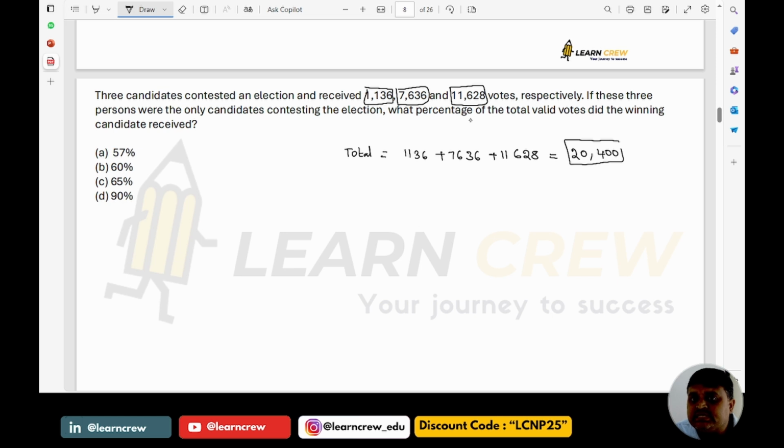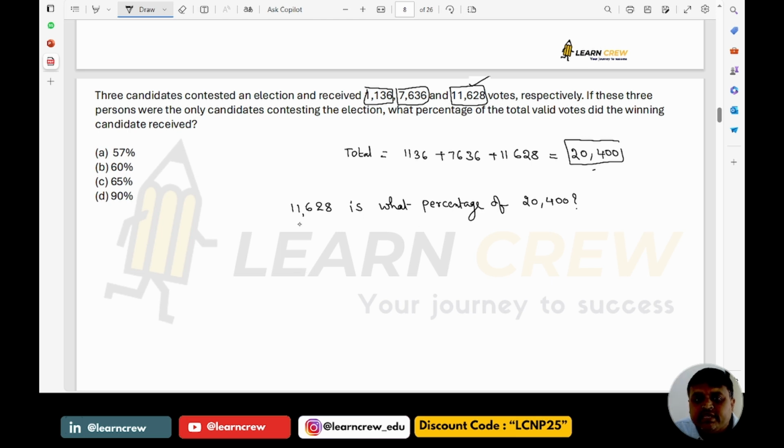And here, what percentage of total votes did the winning candidate receive? Who is winning here? This third person. 11,628 is the winning votes. This 11,628 is what percentage of the total votes? The total votes are 20,400.